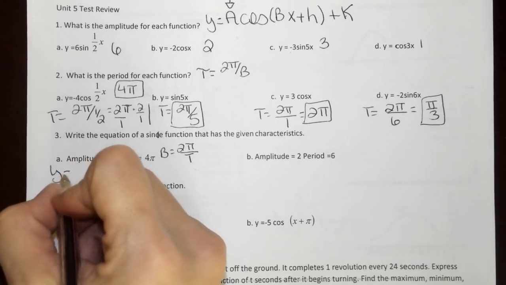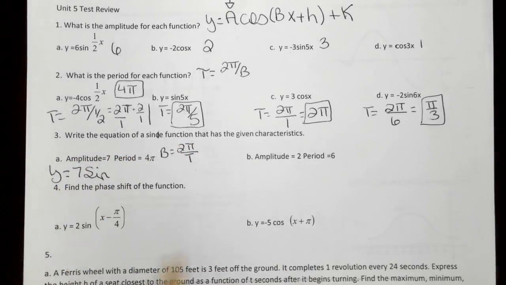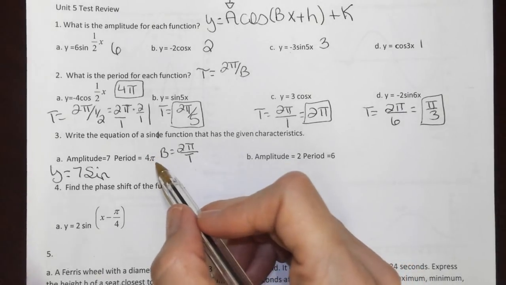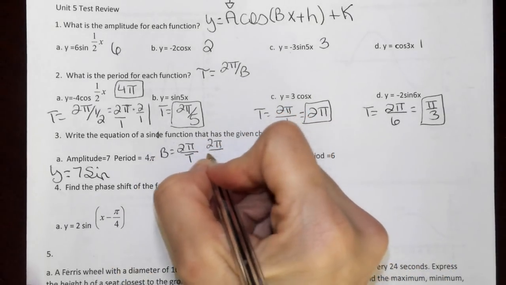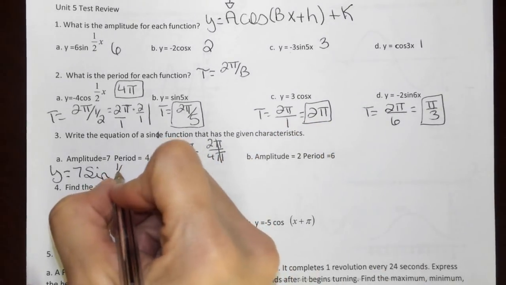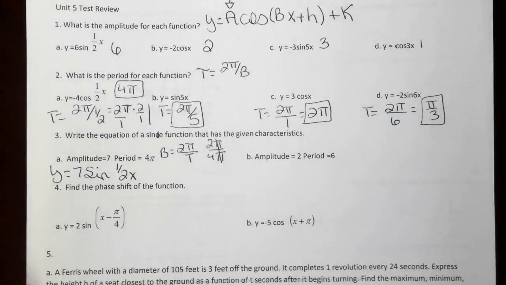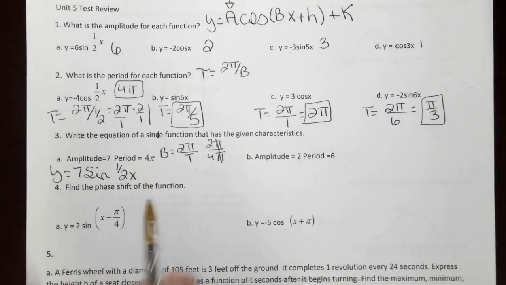So I'm going to have y equals, the amplitude is 7. They want me to write a sine function. The period is 4 pi. So to find the b, I'm going to have 2 pi divided by 4 pi. My pi's will cancel, and I'm left with 1/2, and then I just put an x on it. There was no horizontal or vertical shift, so we're done.